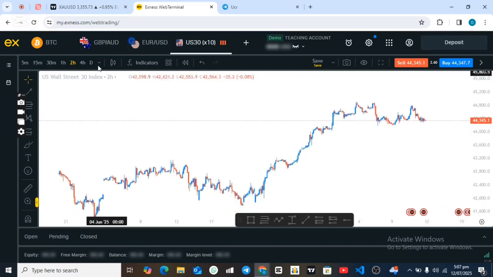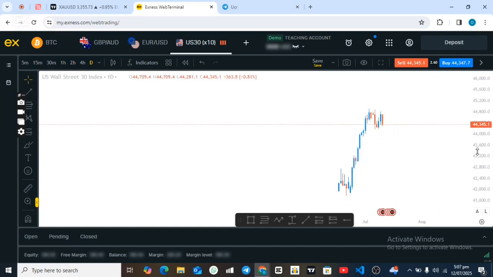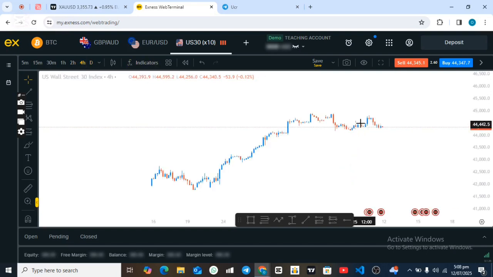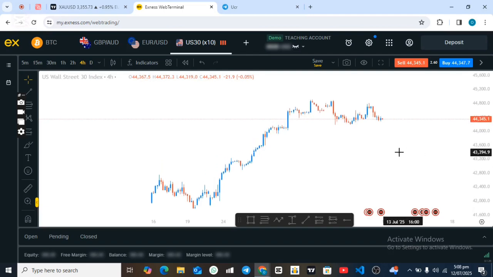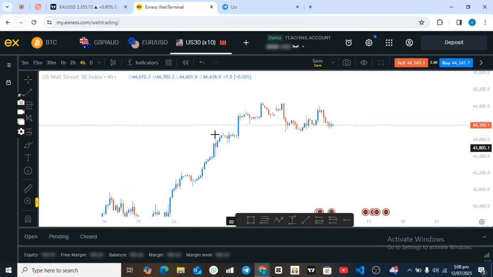As you can see, the market has been bullish. Even if I go to daily time frame, it is very clear that US 30 is bullish. This market has been buying for a very long period of time. So literally we have to be looking for a way to buy, especially when we have seen that the market is in an uptrend.